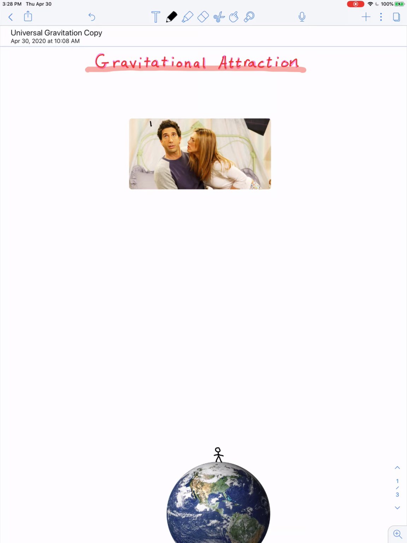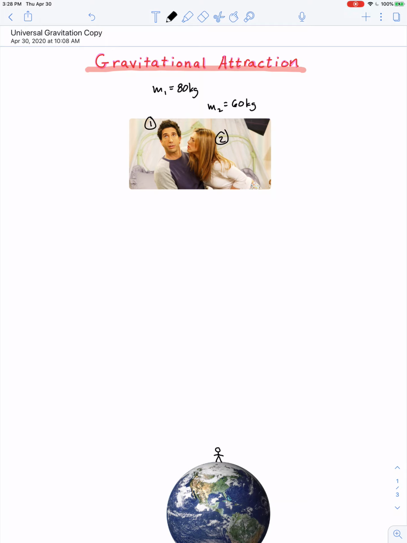If we refer to Ross as object number 1 and Rachel as object number 2, we need to know both of their masses. So I'm going to make some estimates here and say the mass of Ross, object number 1, is approximately equal to 80 kilograms. And I'll assume that the mass of number 2, Rachel, is equal to about 60 kilograms.